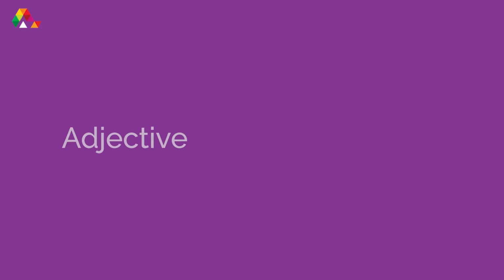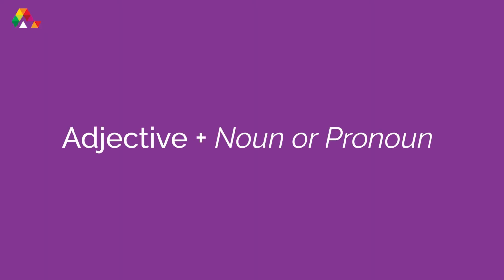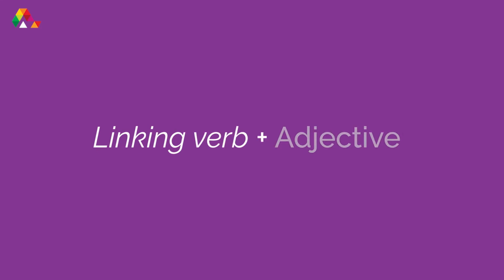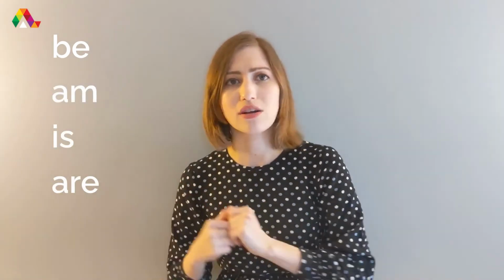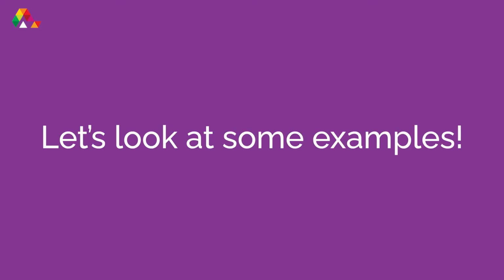There are two common ways to use adjectives. You can use adjectives before the noun or pronoun they describe, or after a linking verb. A linking verb is like the verb be: am, is, are. Let's look at some examples.